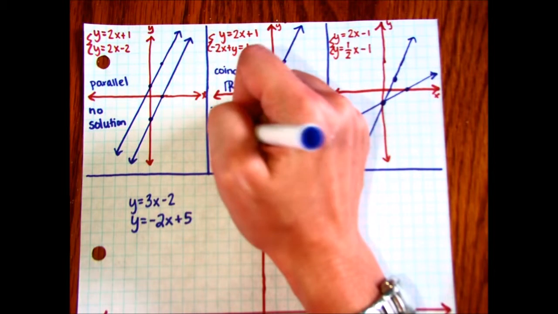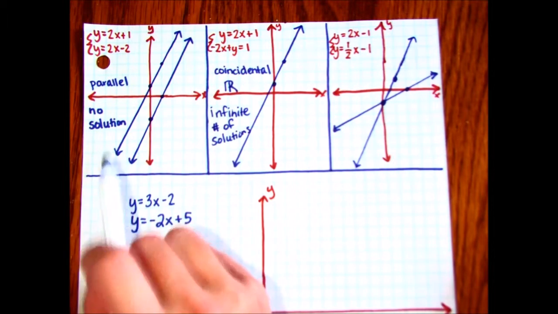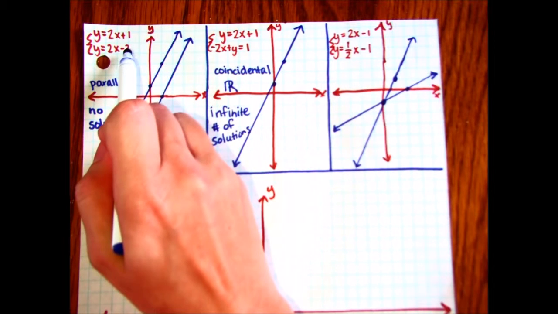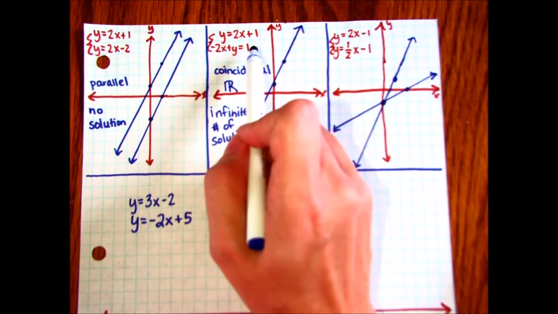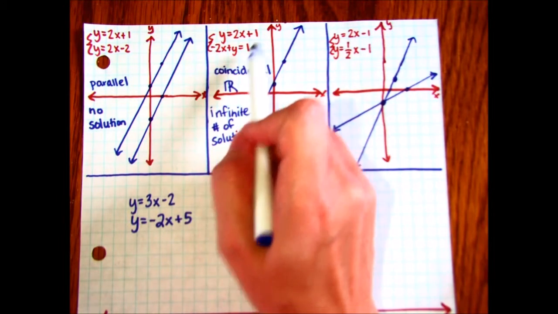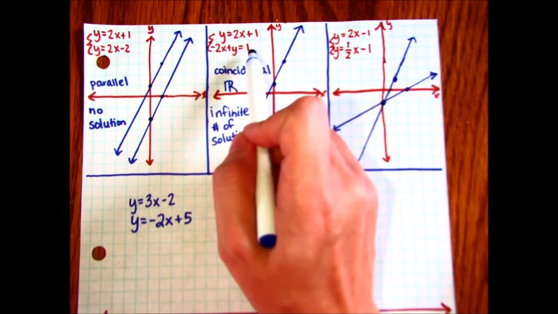So let's look at these 2 lines. Before, with our parallel, we had the same slope but different y-intercepts. Well, when we add that 2x to both sides, we're going to have the same slope and the same y-intercept.